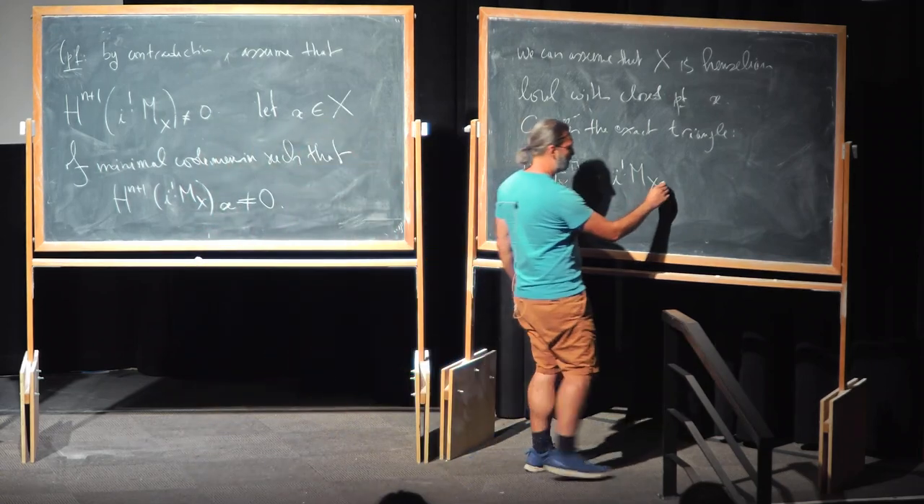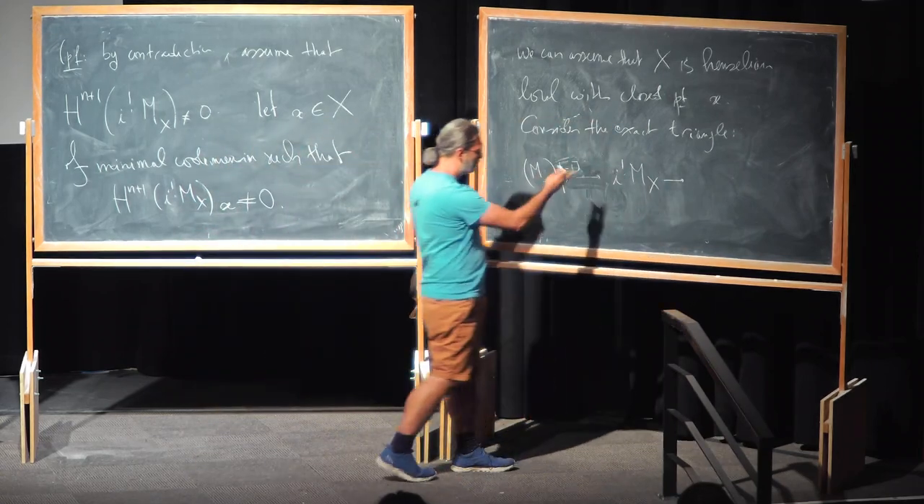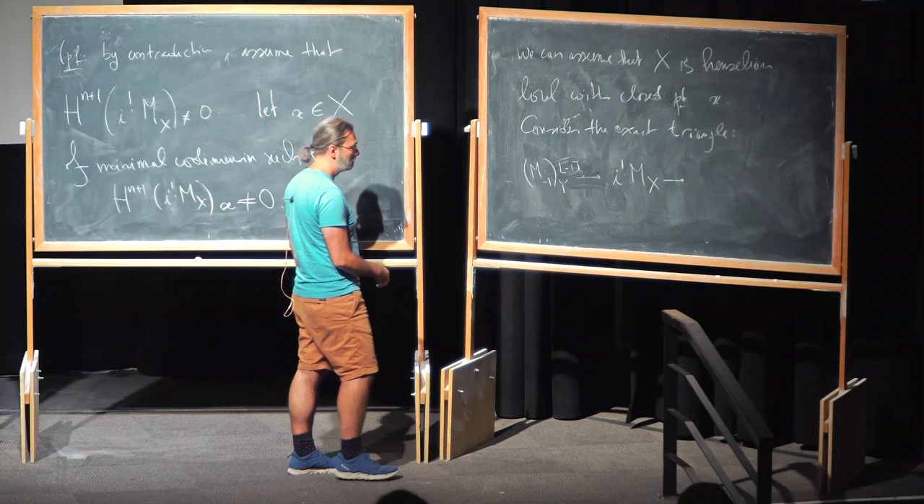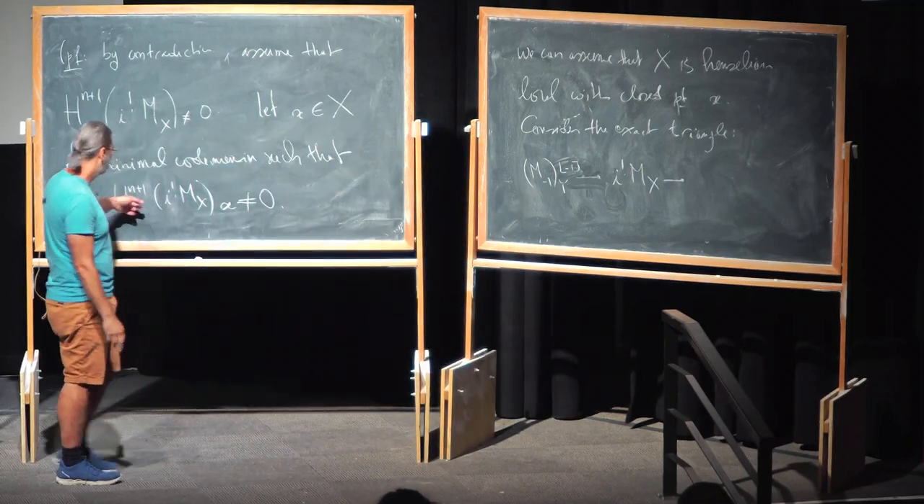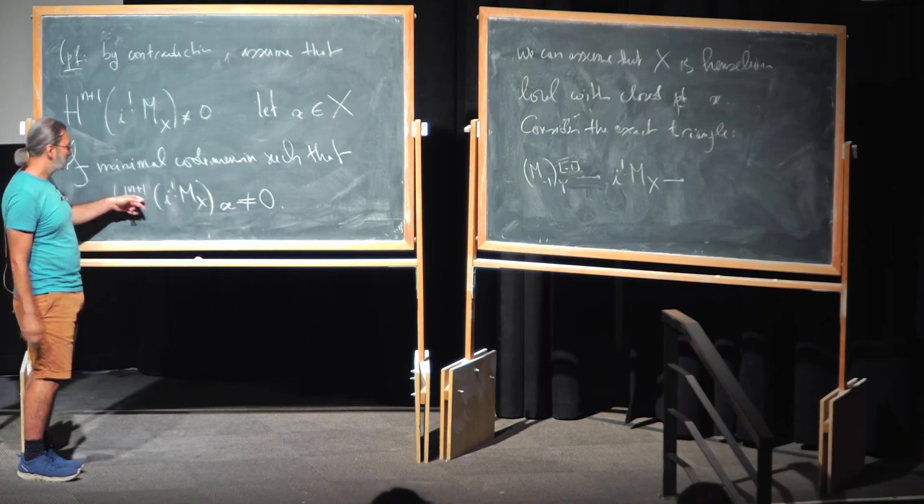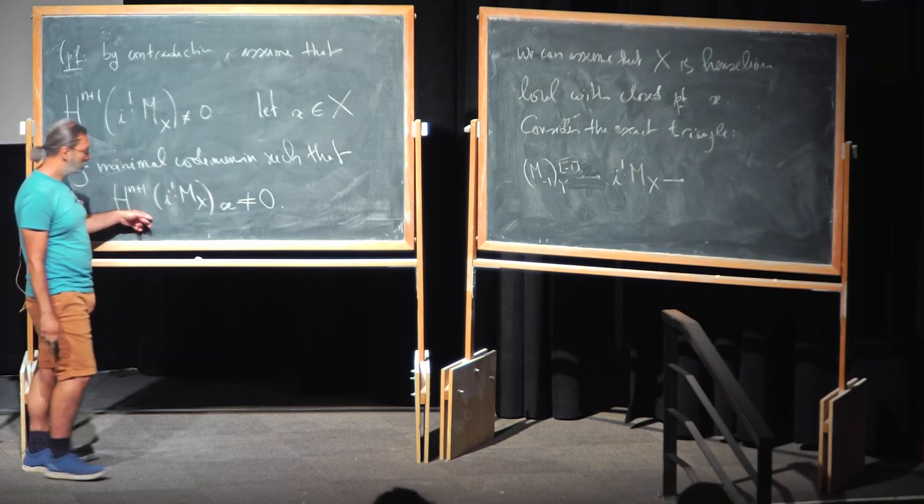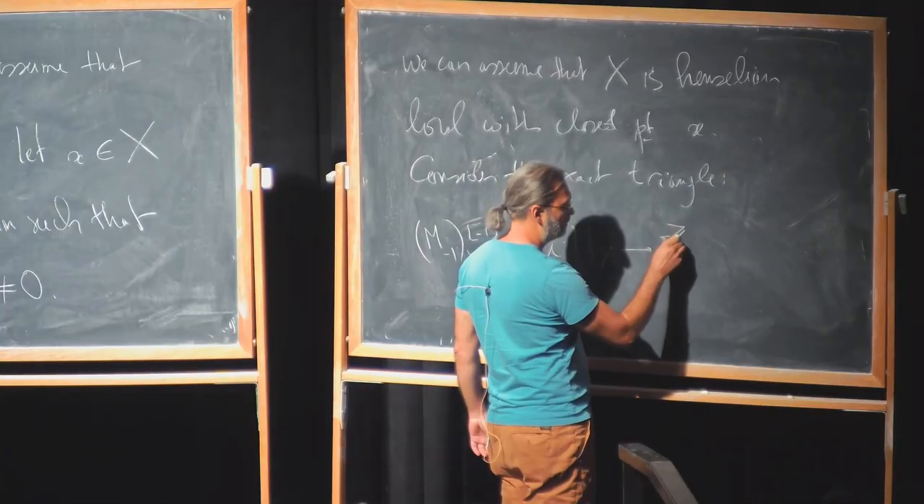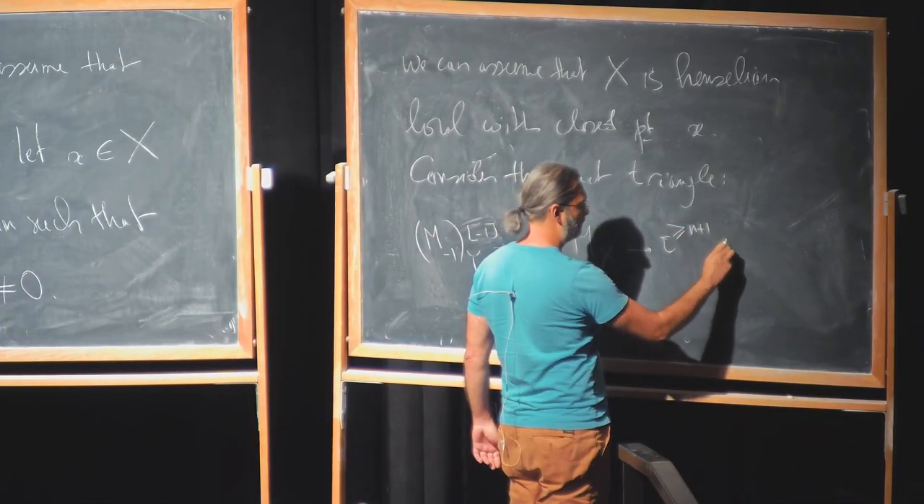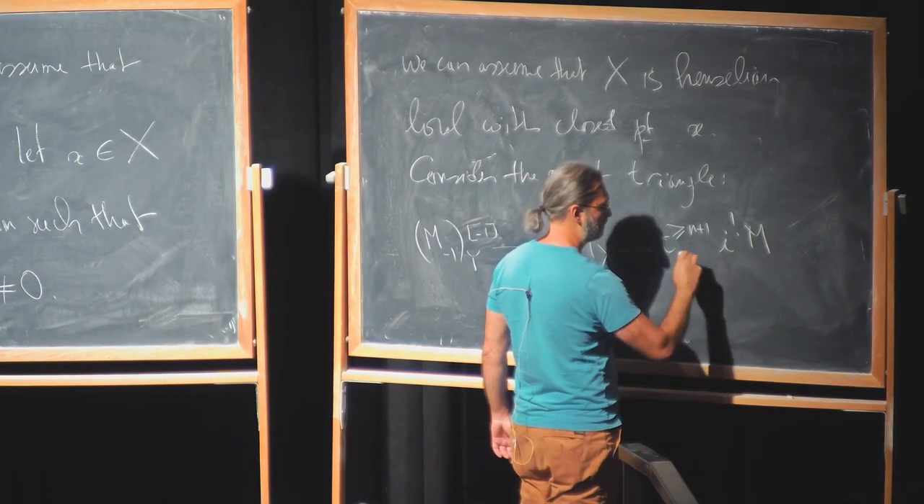And then the cone of this map is concentrated in degree bigger than n plus 1, right? Because this is the first possibly non-zero sheaf that we will get. So this will be the truncation n plus 1 of I upper shriek. Okay, so we have such a triangle.